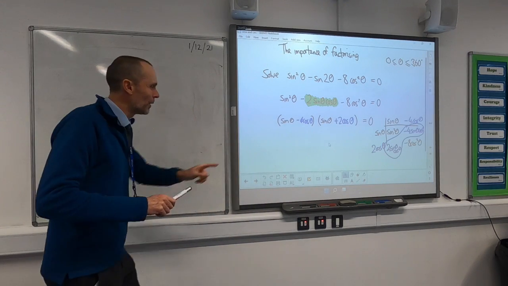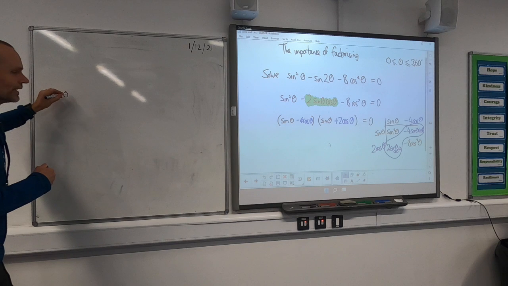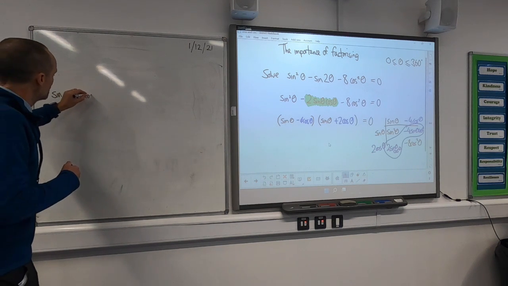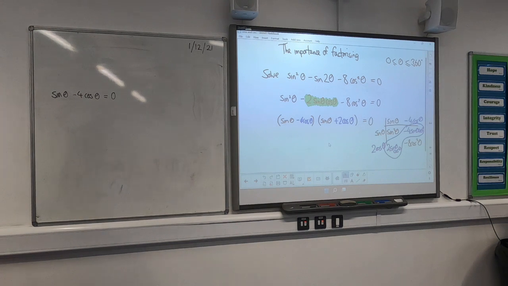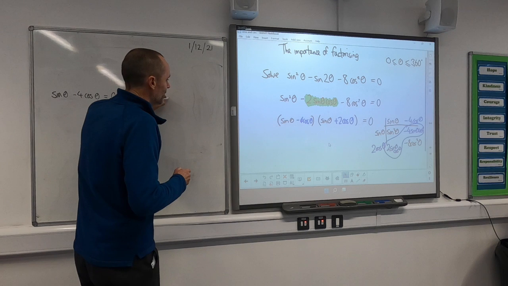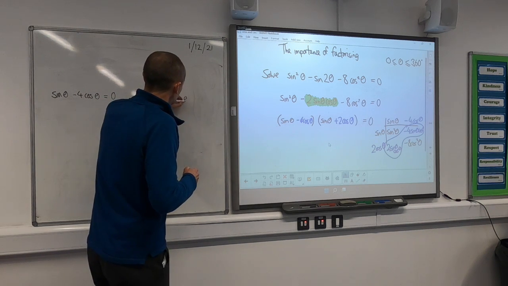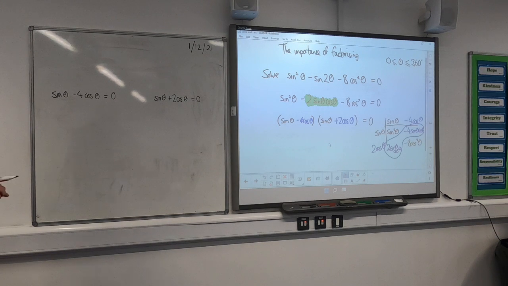But what I want is, I want that bracket to equal 0. So I want sine theta minus 4 cos theta to equal 0. That would be one solution. And I also want the second bracket to equal 0. Sine theta plus 2 cos theta equals 0. How on earth do I solve this?